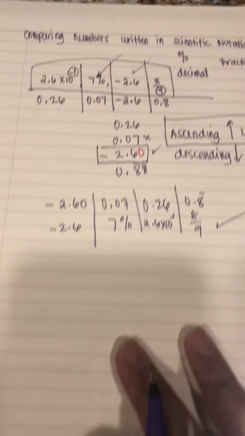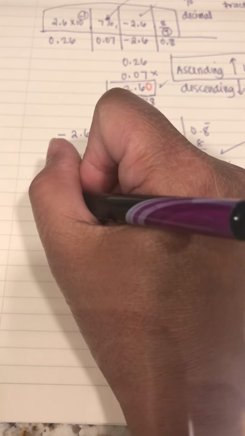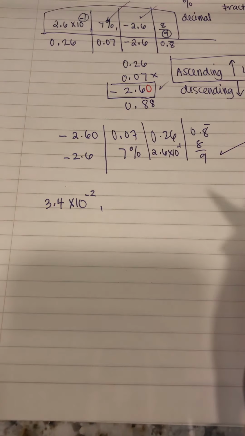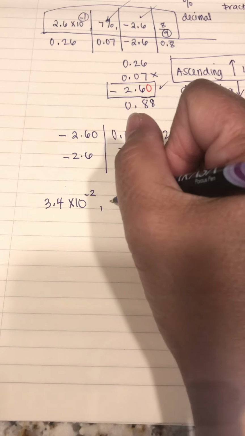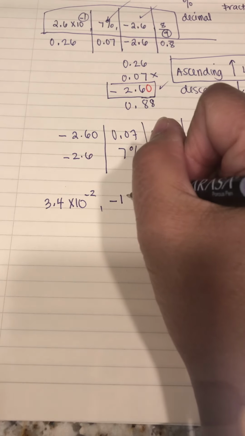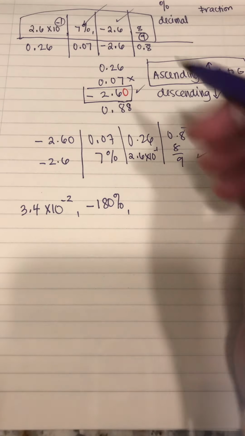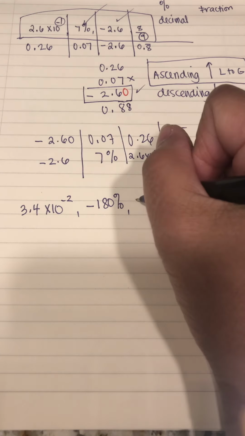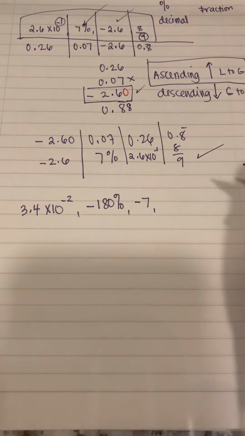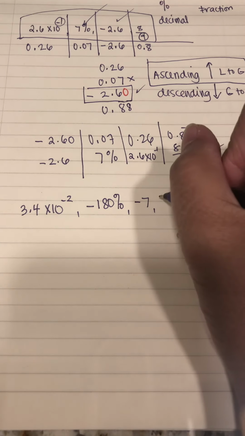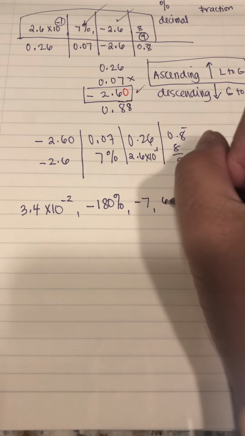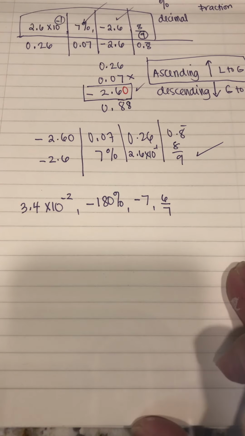Okay, let's try another one. I want to put several negative numbers. So I'm going to put 3.4 times 10 to the negative 2, followed by negative 180%, followed by negative 7, followed by, let's do 6 over 7. So we can do long division.